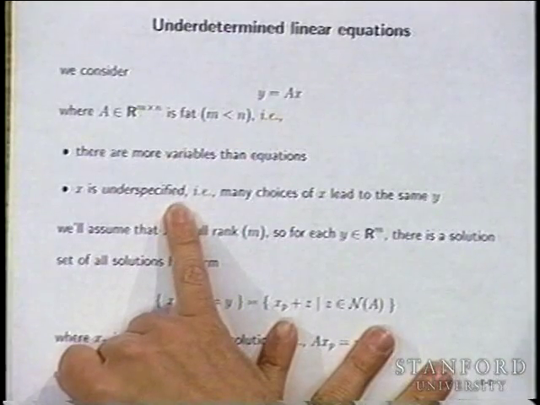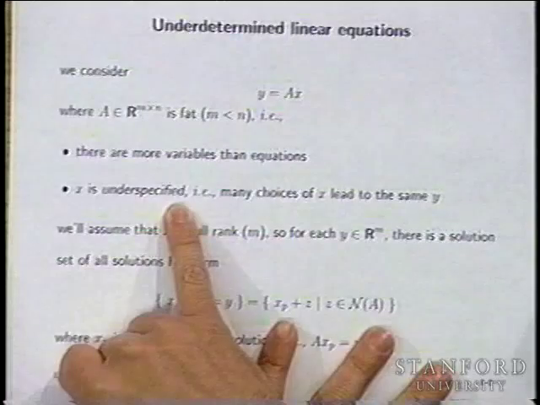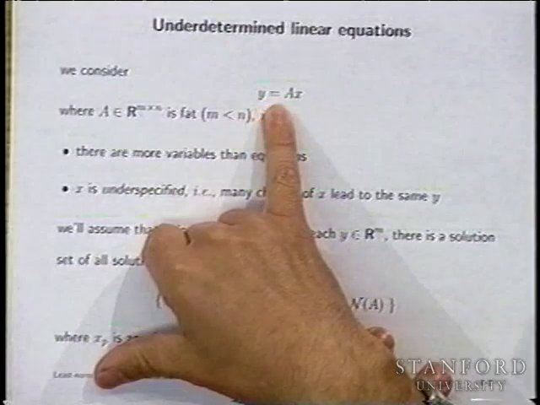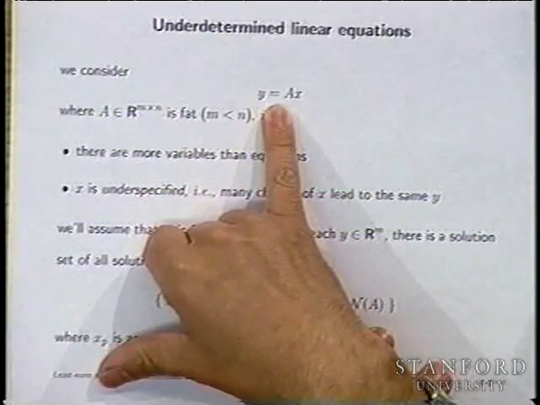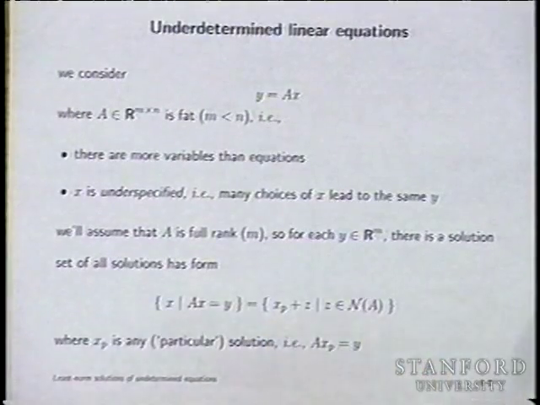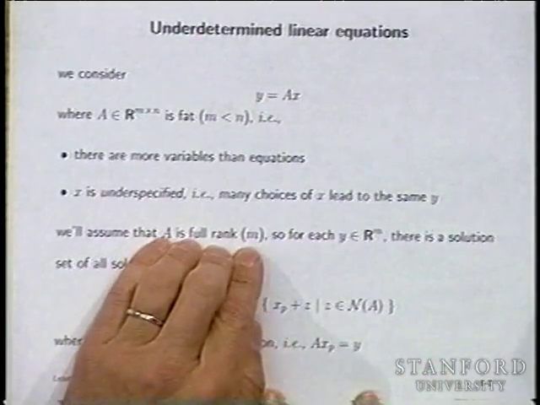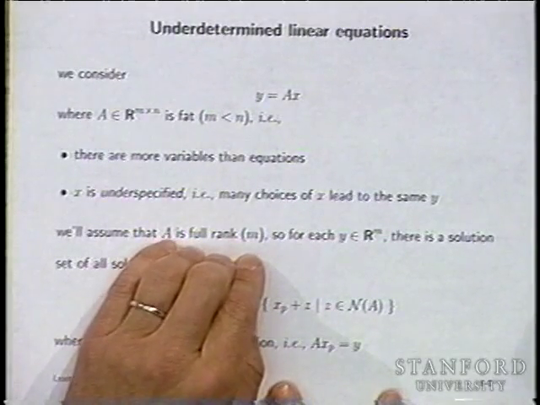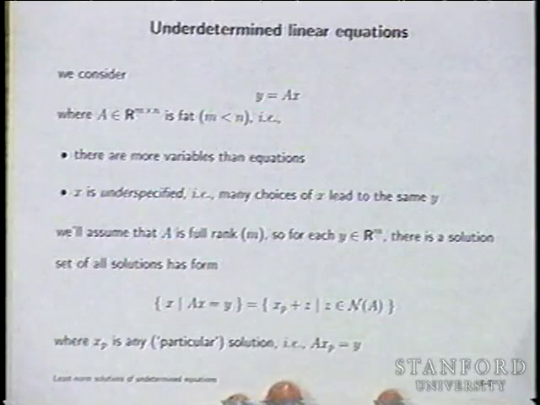So another way to say this is x is underspecified. Even if there is one solution here, there's going to be lots, because you can add anything in the null space of A, which, by the way, has to be more than just the 0 element now, because it's got a dimension at least n minus m. So we'll assume A is full rank. That means you have m equations, and they're actually independent equations. So the rows of A are independent.